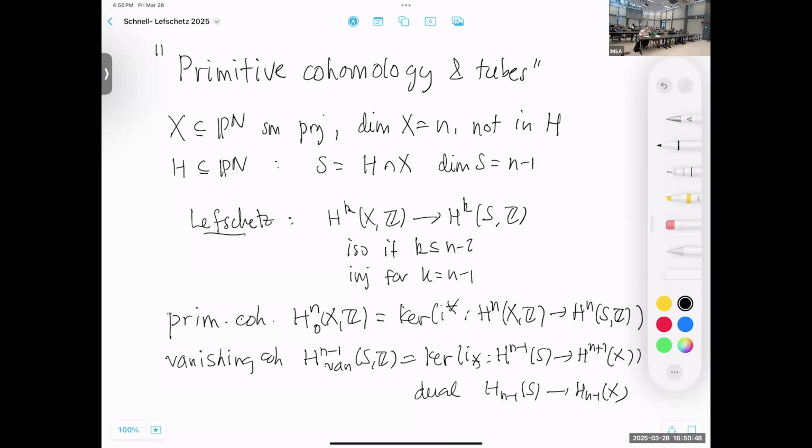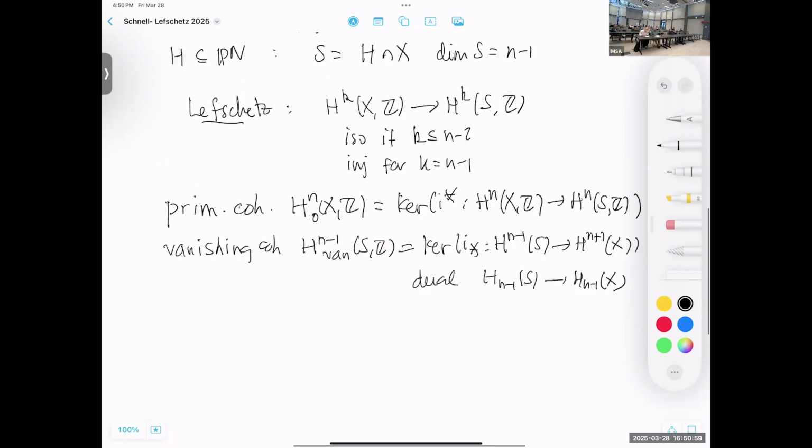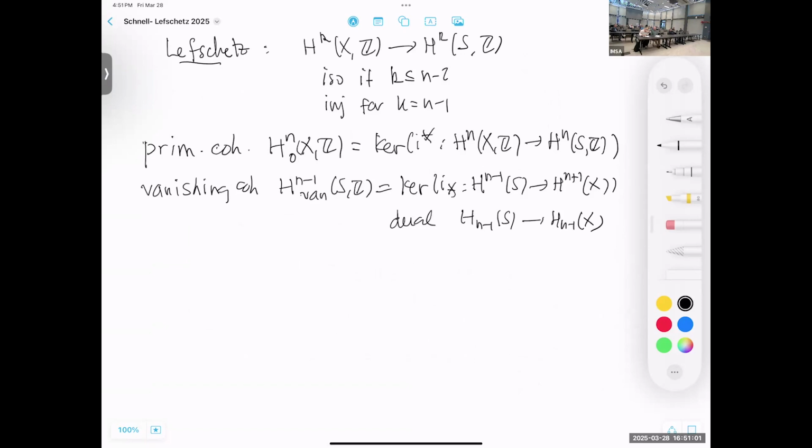So if I care about explaining X in terms of S, then the missing bit is the primitive cohomology. If I care about understanding S in terms of X, then the missing part is the vanishing cohomology. Okay, and so now what I want to do is give a way to describe this missing piece, namely the primitive cohomology of X, not in terms of a single hyperplane section S, but in terms of all hyperplane sections and the monodromy action on them. So the goal is to describe the primitive cohomology using monodromy.